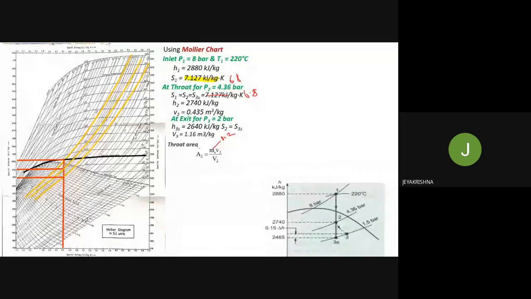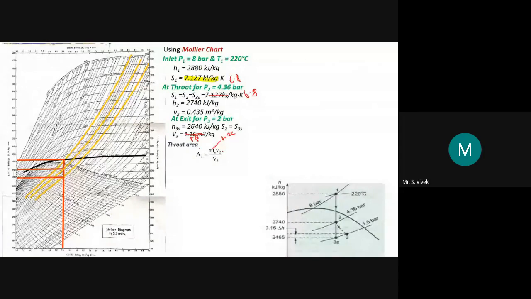Sir, V3 is coming less than 1. Less than 1, okay, no problem. Note that. What is V3? Sir, it is between 0.5 and 1. Okay, let it be 0.7 or 0.8. Okay, let it be 0.8. So mass flow rate is 0.227. Am I correct? Yes, sir.